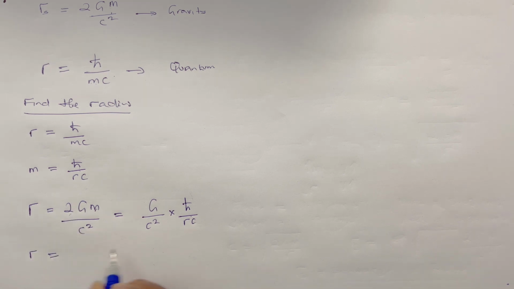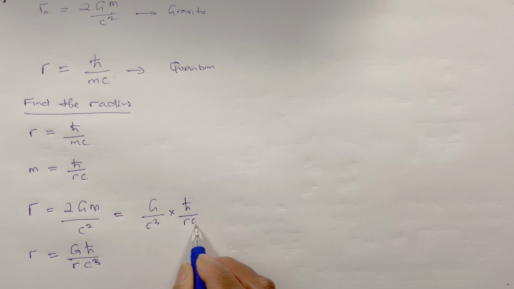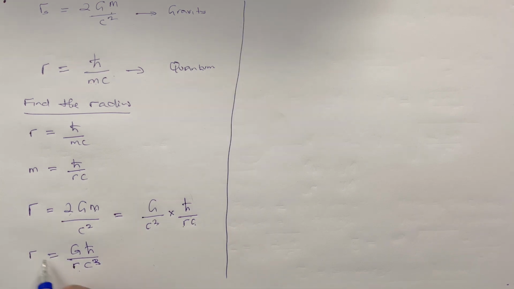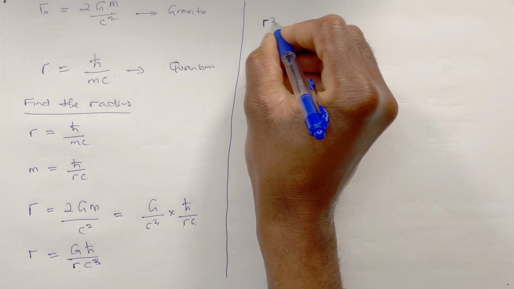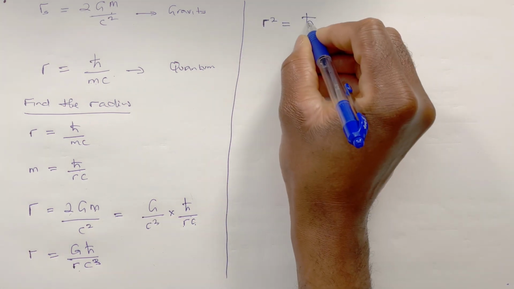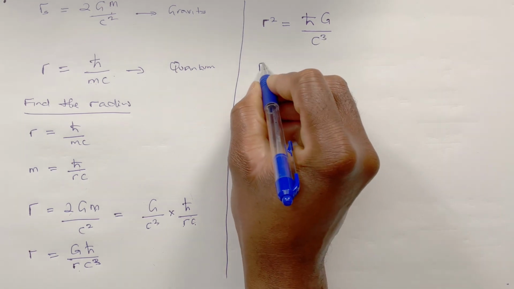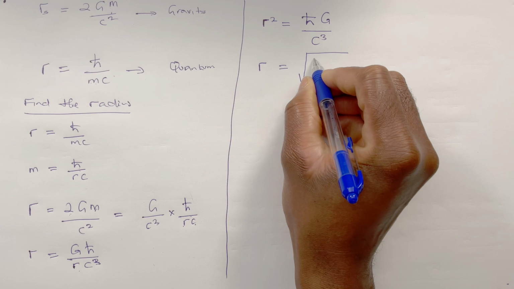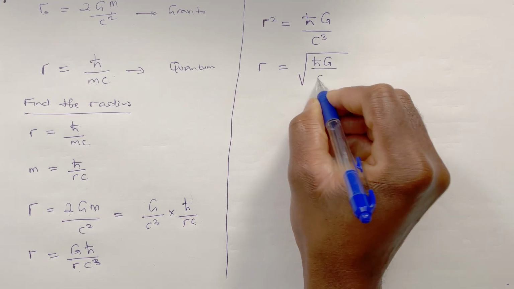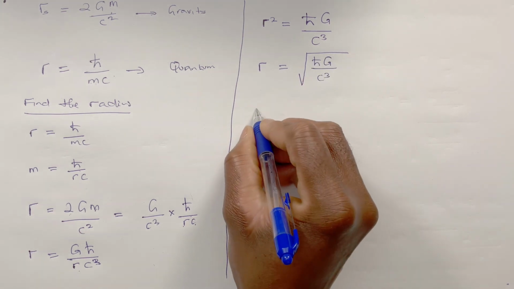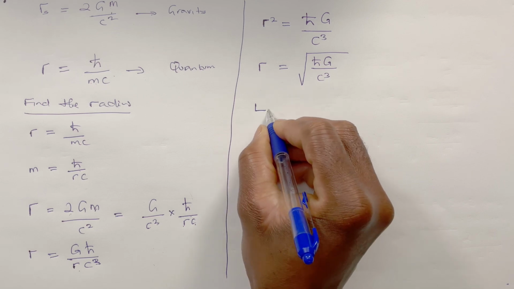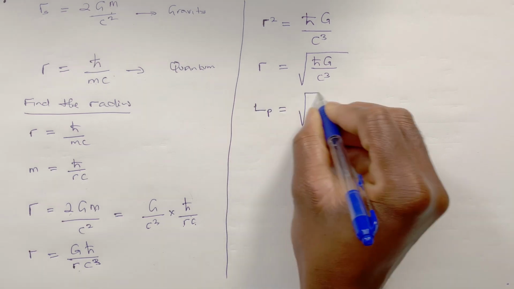So r is equal to big G h bar over r c cubed, because c squared times c, and there's an r here. Now I multiply by that r, so that you get r squared is h bar big G over c cubed, which means r will become the root of h bar big G over c cubed. And this r is called the Planck length.